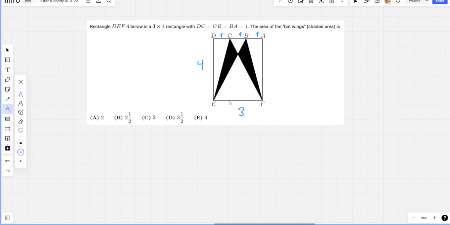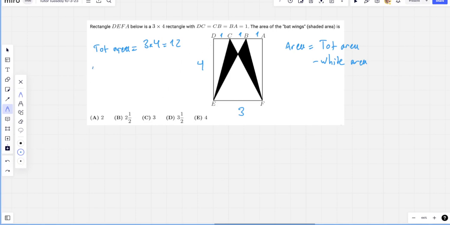I see what we could do here. Area of the bat wings. Area of the bat wings is the total area minus the white area. Total area of the rectangle is just 3 times 4, which is 12. The white area, because we don't want to calculate the black, that's a very complex shape, whereas the white area is made up of some smaller and easier triangles.